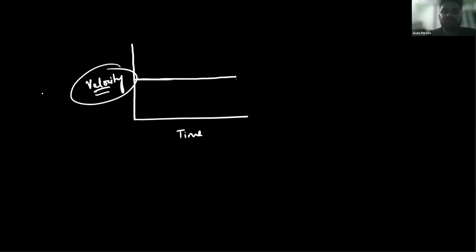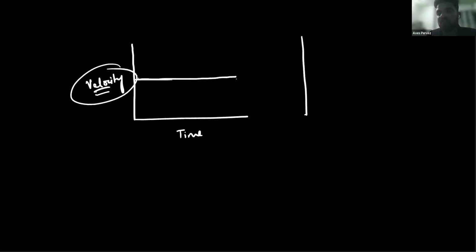Let's have this velocity time graph. We were discussing the position time graph. Now this is the velocity time graph. Velocity is written here and this is the time axis. If anything is parallel to this time axis, it means the thing which is written here is constant.